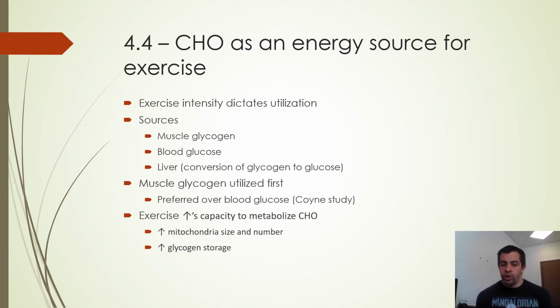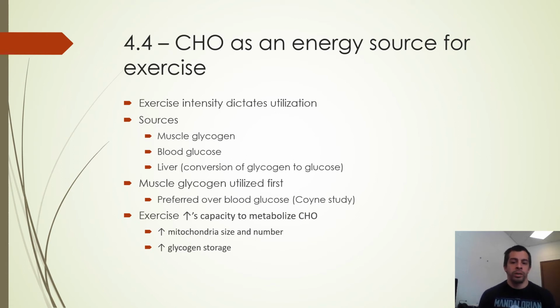While we have these different sources, our muscle glycogen is utilized first. Right now, I've got blood glucose at that resting level, and I've got glucose or glycogen coming from the liver. But our muscle glycogen is going to be what's utilized first once we start exercising. The book talks about a coin study. I think that's a pretty cool study that you guys should take a look at. I might even link it at some point.